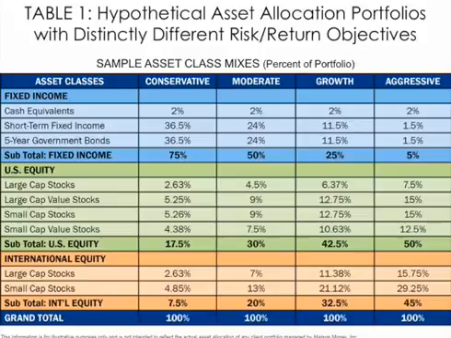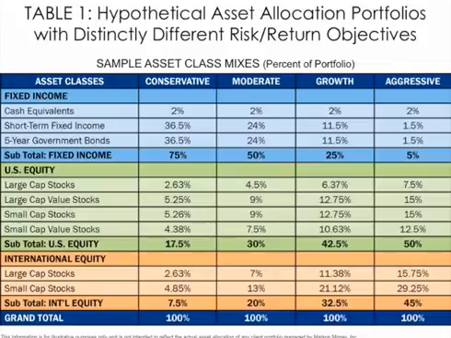So if you look at this table number one, you'll see that there's a conservative, a moderate, a growth, and aggressive portfolio as we move from the left to the right-hand side of the screen. And what you'll notice is that there are basically three large groupings of asset classes with subdivisions under each of them. There's fixed income, there's U.S. equity, and there's international equity.